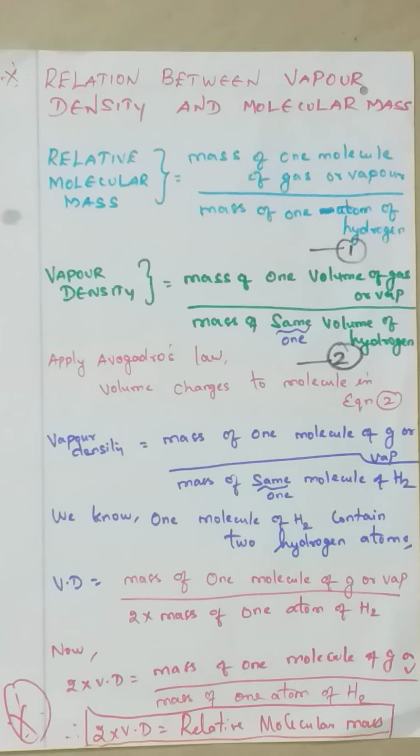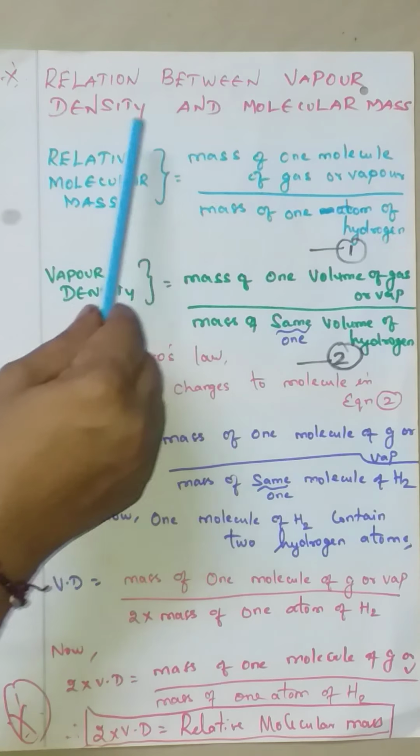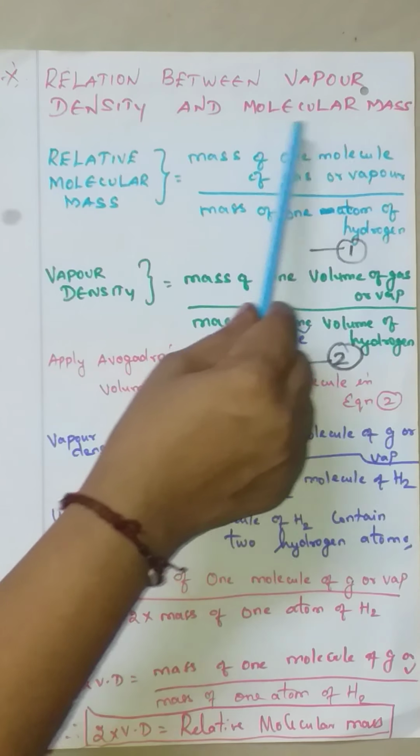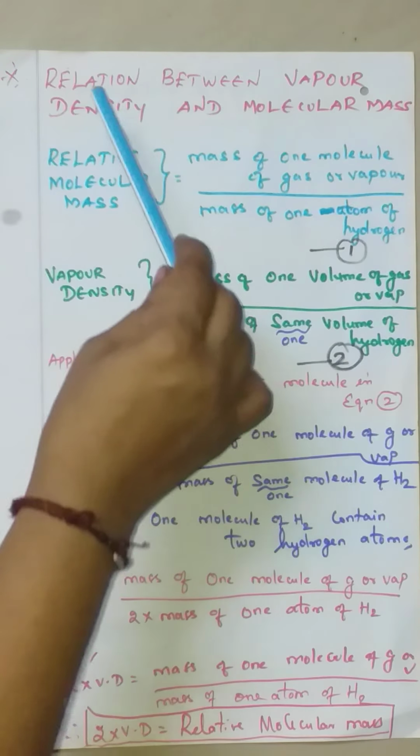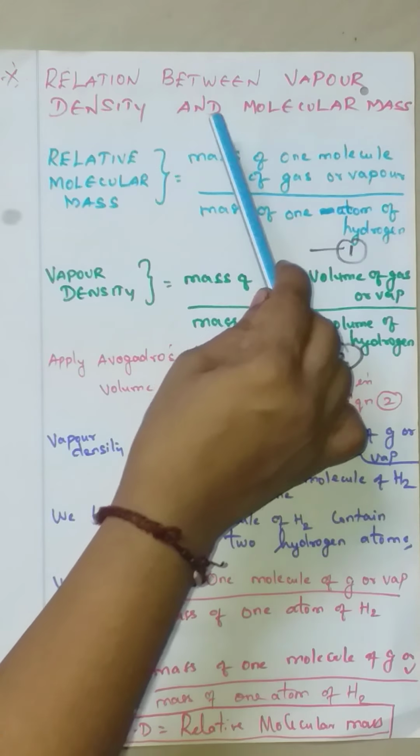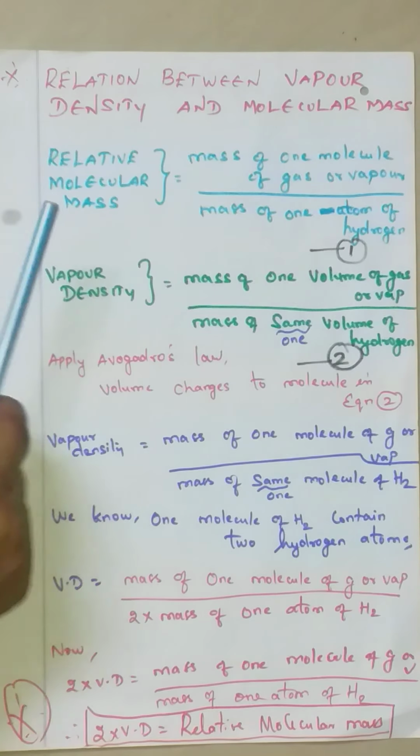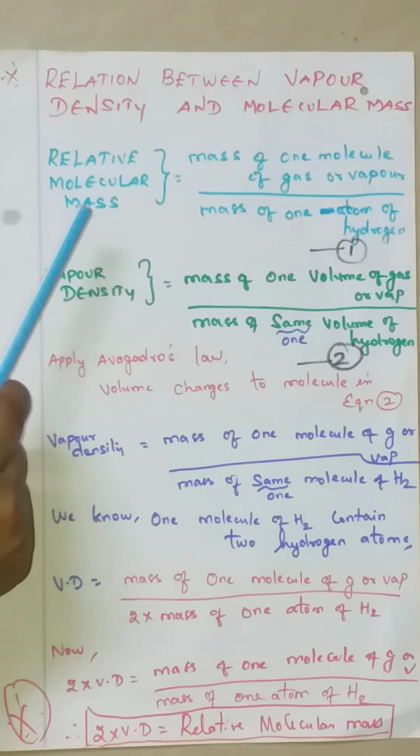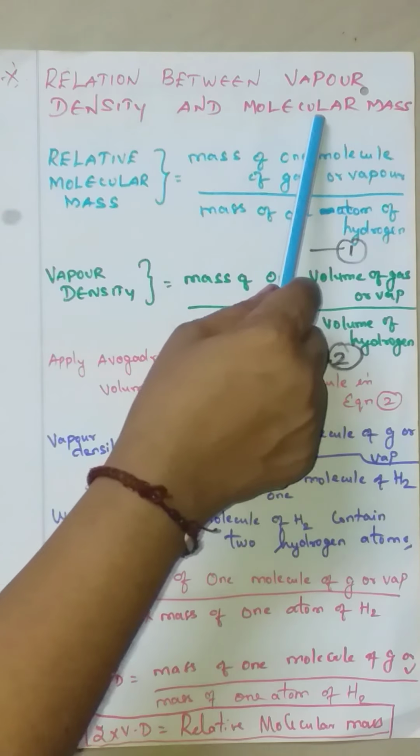Next, we are going to see a very important 5-mark question: the relation between vapor density and molecular mass. We are going to derive the relation between vapor density and molecular mass. Listen carefully, students. First, I am going to say the definition for relative molecular mass, that is molecular mass, and vapor density.